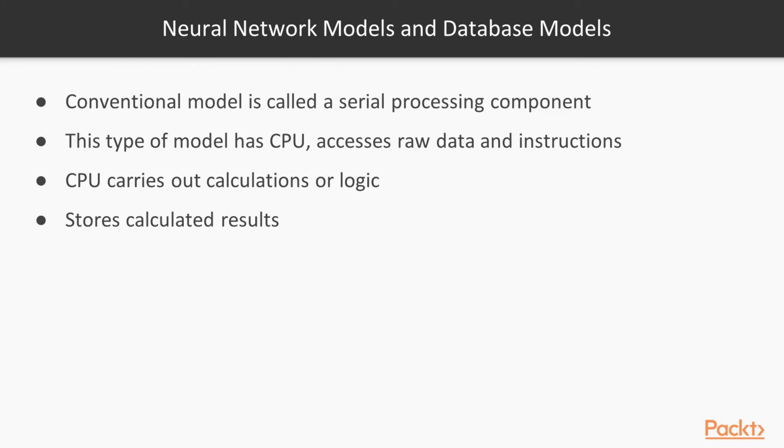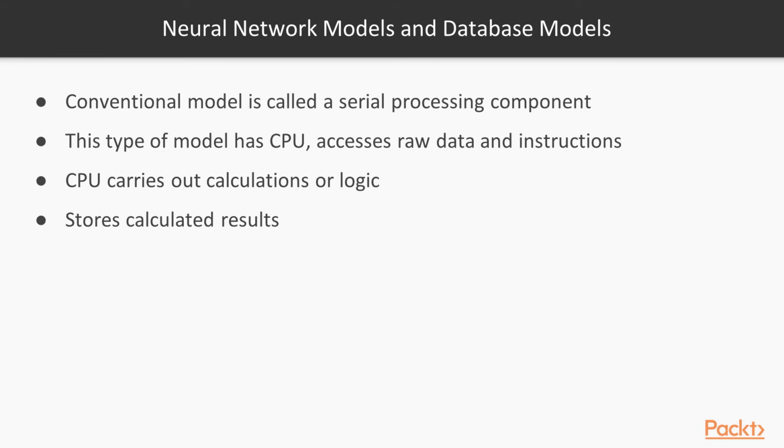As we noted, neural network models are a system of processing nodes, interconnected across layers that do not process data in a sequential manner. How does this scheme compare to a conventional database model or program? In the technology industry, a conventional database model is sometimes called a serial processing component, which means that this type of model has a central processing unit, or CPU, that accesses raw data and instructions. In a conventional database model, the central processor carries out calculations or logic, an algorithm, on input or selected data, stores the calculated results in a specified memory location, then goes on to the next instruction and data, and so on, until a solution or result is reached.